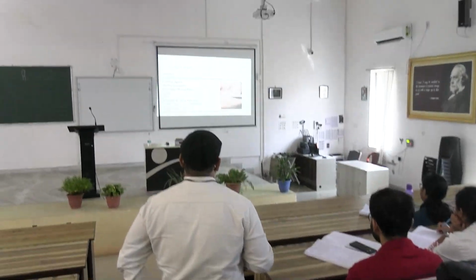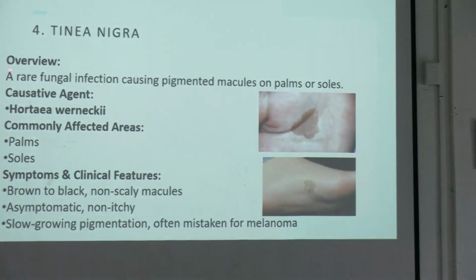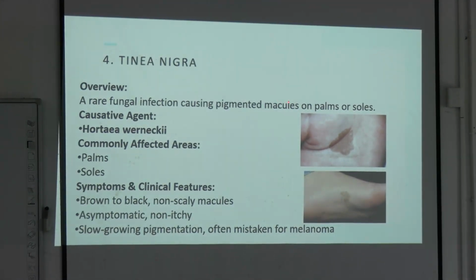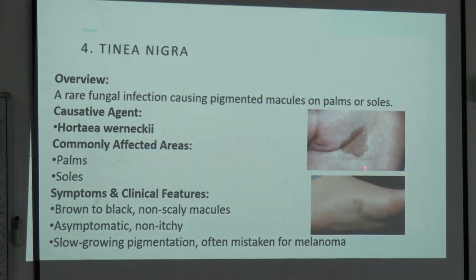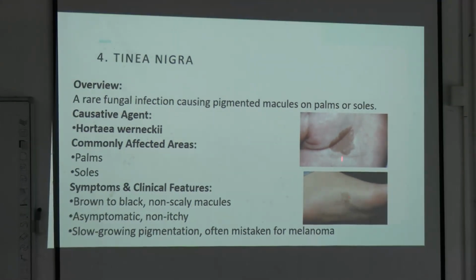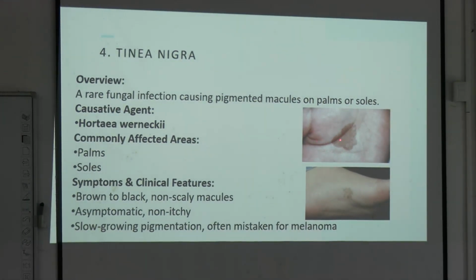And this is Tinea Nigra, a rare fungal infection causing pigmented macules on palms and soles. This is Tinea Nigra, involved in your palm, and this is the sole. And what is the causative agent? Hortaea werneckii. Commonly affected areas are palms and soles, and symptoms are brown to black, non-scaly macules, asymptomatic, non-itchy, slow growing pigmentation, often mistaken as melanoma.